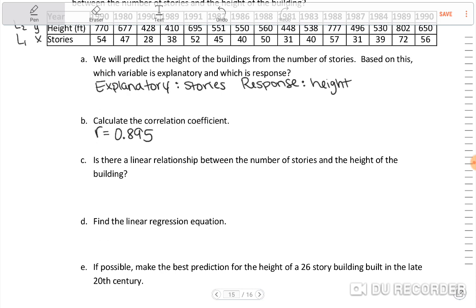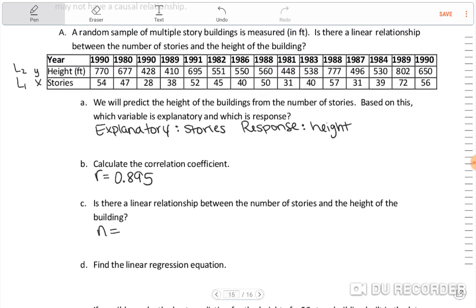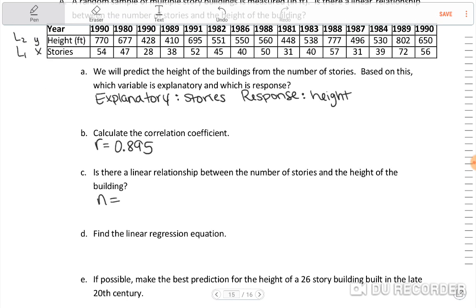Is there a linear relationship between the number of stories and the height of the building? So let's see. Whenever we determine if there was a linear relationship before, what we would do is look for the critical value on the formula sheet. And that's still what we're going to do, right? So I need to know, in order to find the critical value, what is my N? So how many different buildings are we talking about here? I happen to notice, I believe it was 15 when I was counting them up, and I looked on my list, I saw that there were 15 entries. So N is 15. That's how many different buildings there are.